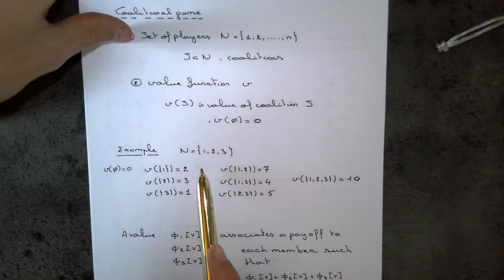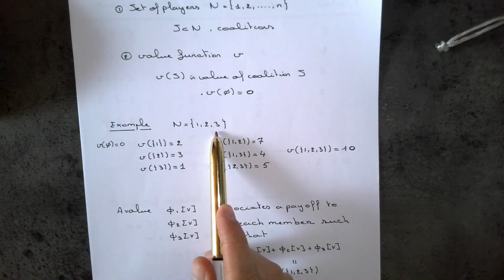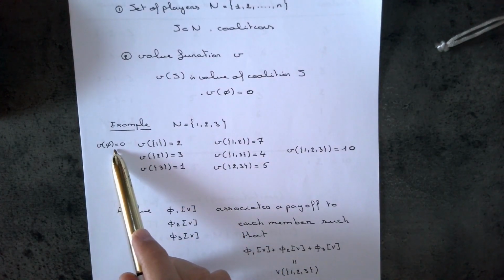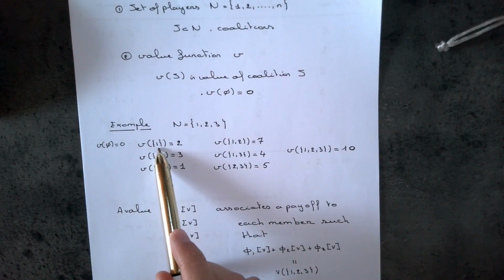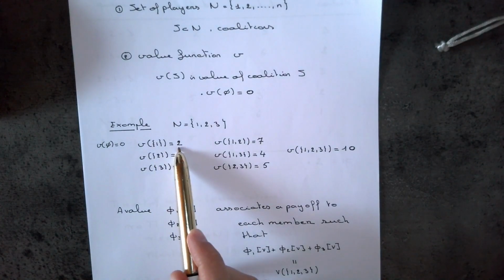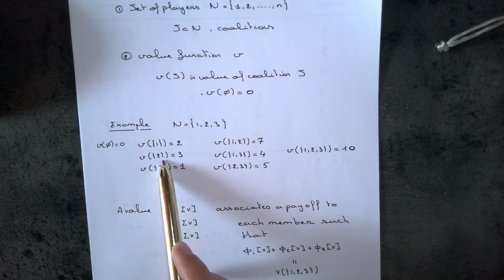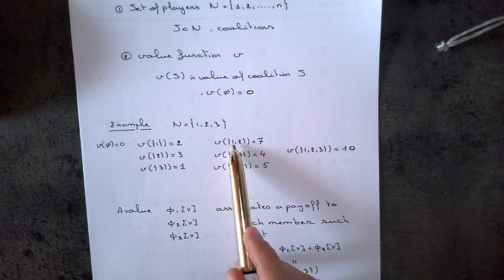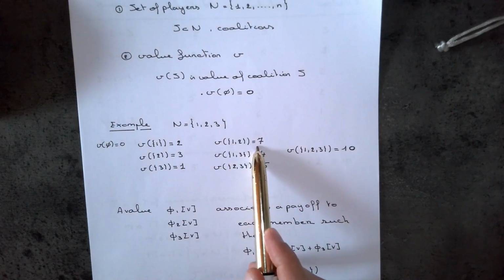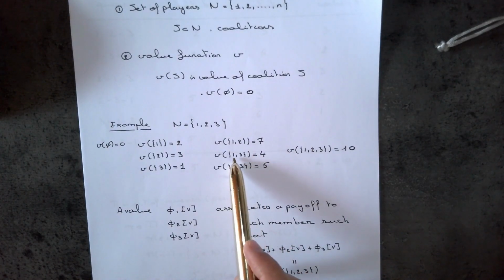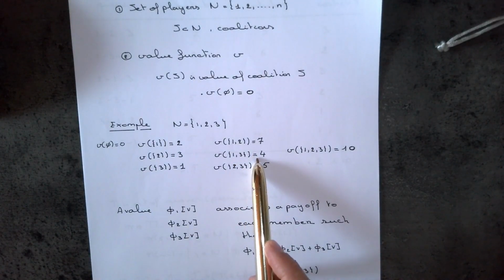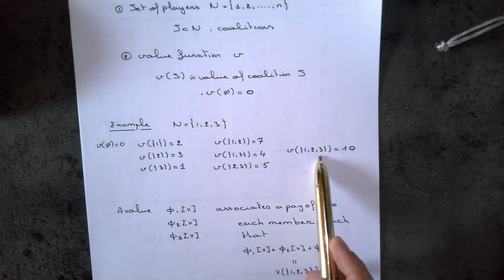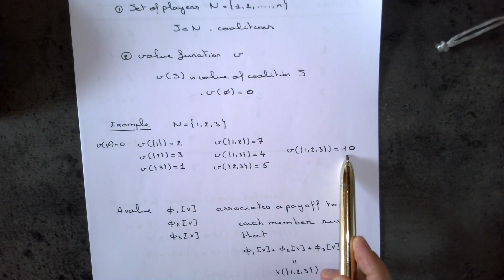So here I have an example. We have 3 players, 1, 2, and 3. The value of the empty coalition is 0 by definition. And then the value of the singleton player 1 is equal to 2. The value of the singleton 2 is equal to 3. The value of the singleton 3 is equal to 1. Coalition 1 and 2 together can obtain a value of 7. 1 and 3 together can obtain a value of 4. 2 and 3 together can obtain a value of 5. And finally, the grand coalition 1, 2, 3 can together obtain a value of 10.